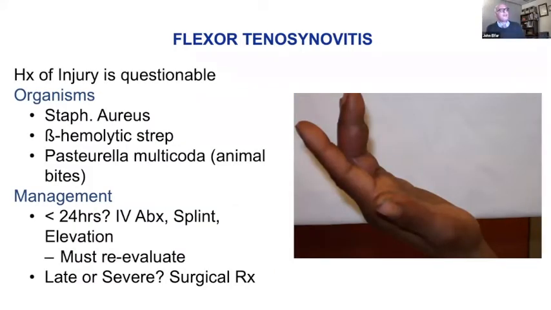It's important to know that the history of an actual injury is often not there. I wouldn't look for it. These are common organisms that cause flexor tenosynovitis. Management has classically been IV antibiotics and surgical treatment. I think a lot of us are moving towards not immediate surgical treatment in some of these patients, but in the most severely affected patients, surgical treatment as an emergency is the standard. And we can talk about that later as well.